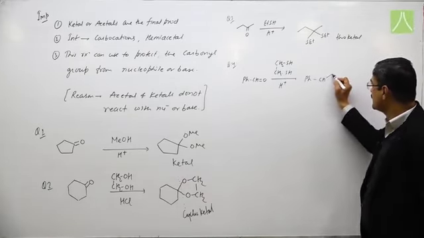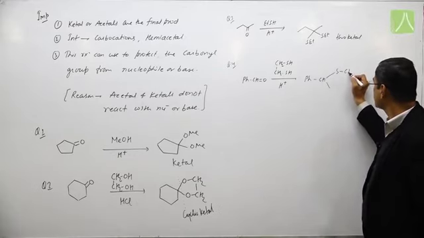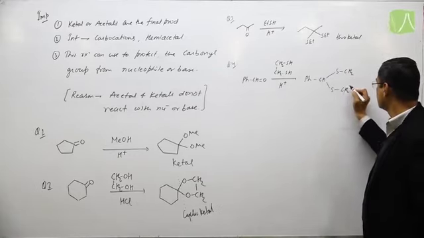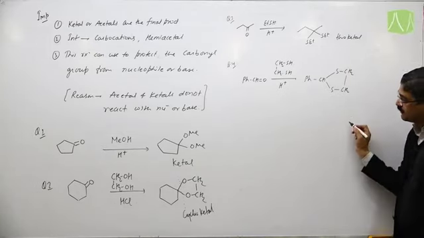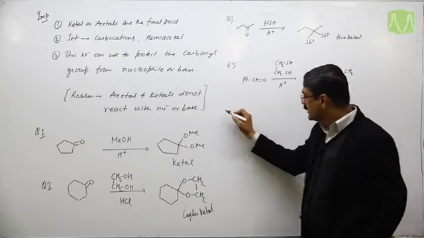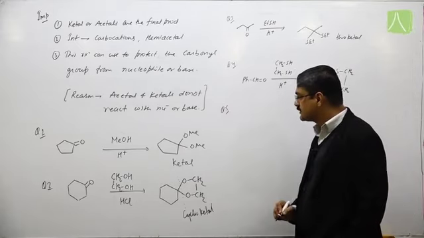So PhCH(SCH2)... SCH2. So a cyclic thioacetal is formed. Now the application part: suppose the fifth example.